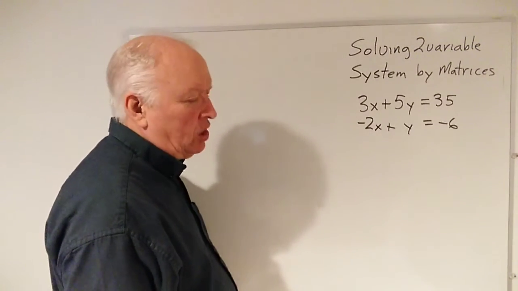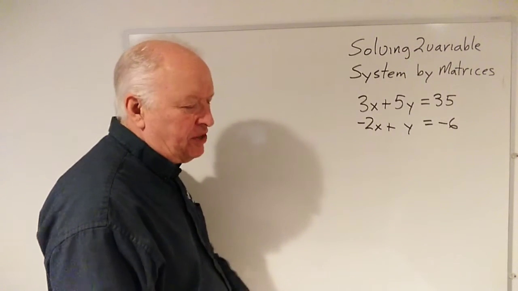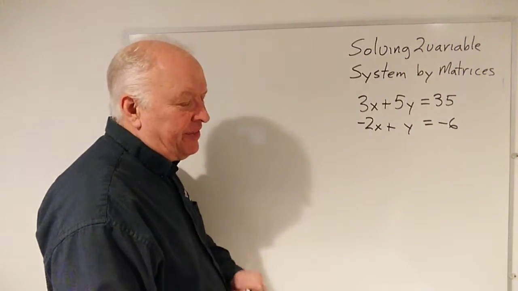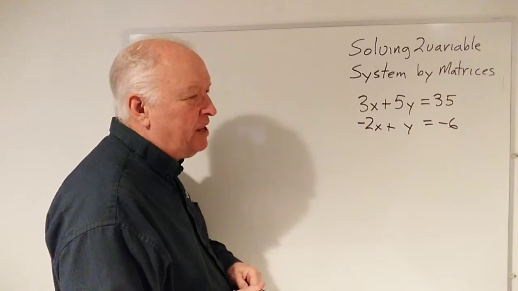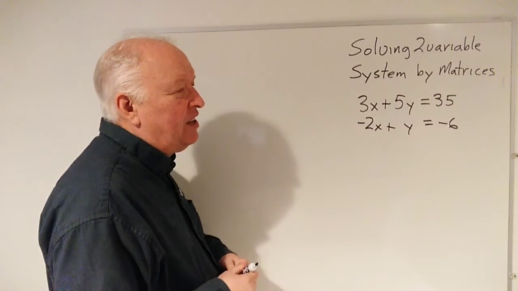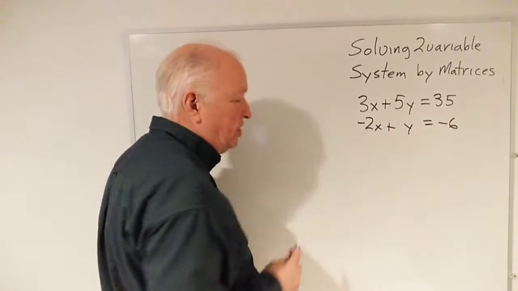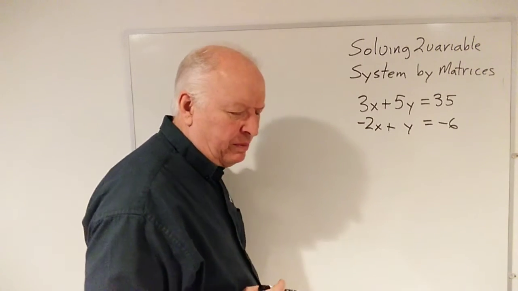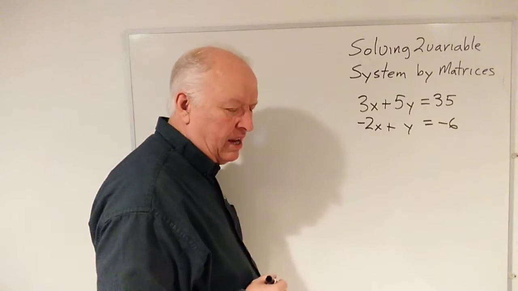We're going to look at solving a two-variable system by matrices. When we're done, you'll find that the solution of any system by matrices using a calculator is elegantly simple. Well, let's start with this one: 3x plus 5y equals 35, and negative 2x plus y equals negative 6.